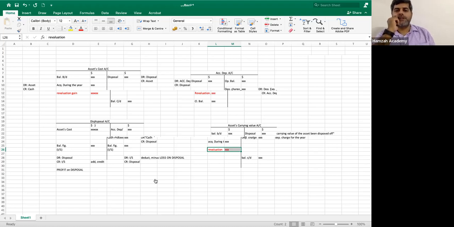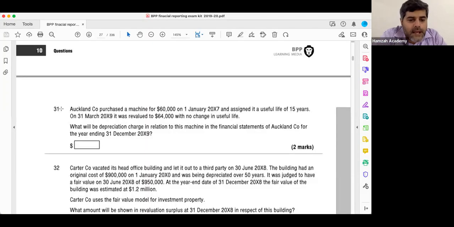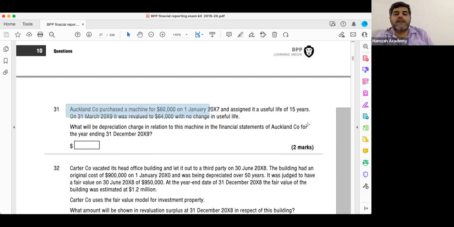Okay, let me show you this question. This is only the question for now, which I found as far as the revaluation is concerned, but still, we do have a question from the exam here. This is question 31: an Auckland company purchased a machine for 60,000 last January 20X7 and assigned it a useful life of 15 years. On 31st March 20X9, it was revalued to 64,000 with no change in useful life. What will be the depreciation charge in relation to this machine in the financial statements of Auckland Company for the year ended 31st December 20X9?